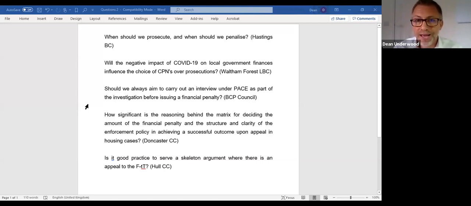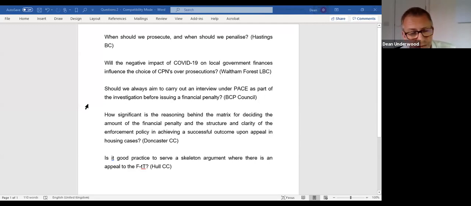So a question from Hastings Borough Council: when should we prosecute and when should we penalise? Well, the answer to that, I suggest, will vary according to the case that you're considering and should be assessed on a case-by-case basis. You'll need to look at the guidance, and of course the guidance recommends that prosecutions generally be reserved for the more serious cases. They needn't necessarily be so reserved, and you may decide, for example, because of an offender's repeat offending behaviour, or because of the gravity of the offence, that prosecution is appropriate, or indeed for other reasons that a penalty should be imposed.